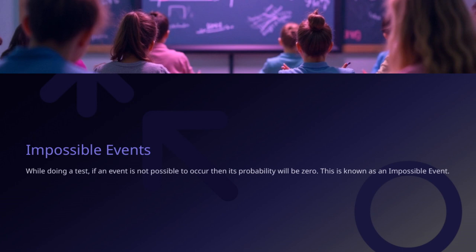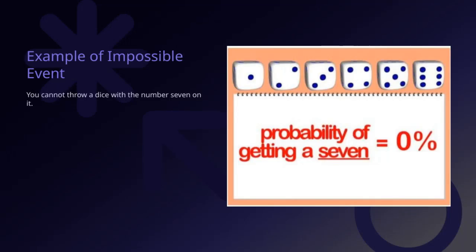This concept ties back to our overall theme of understanding probabilities and how they help us predict and analyze different outcomes accurately. So let's consider this example of an impossible event. You cannot throw a standard 6-sided die and get a 7. It's simply not possible because the die only has the numbers 1 through 6. This highlights a key point. Some events are impossible within certain frameworks or conditions.